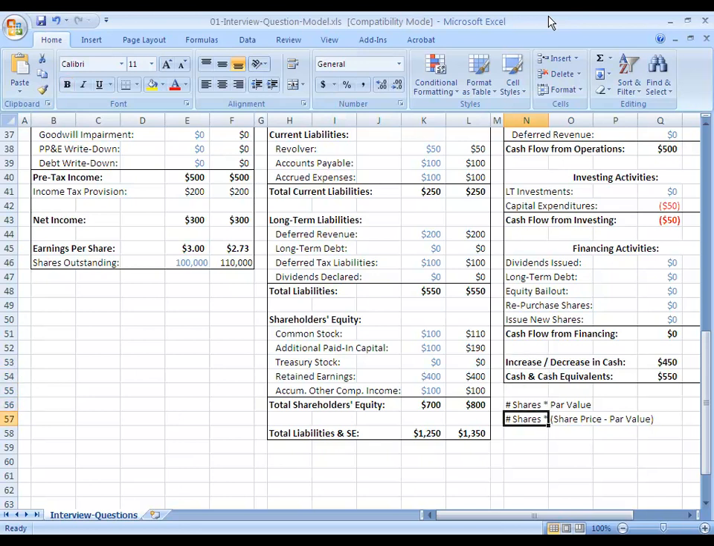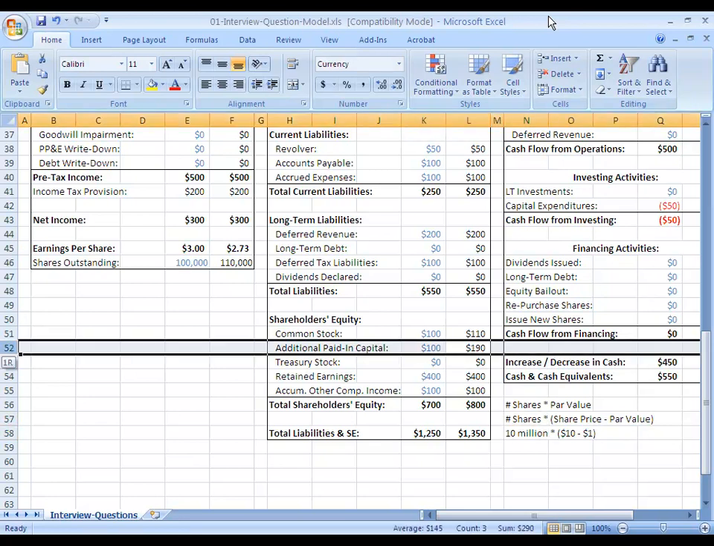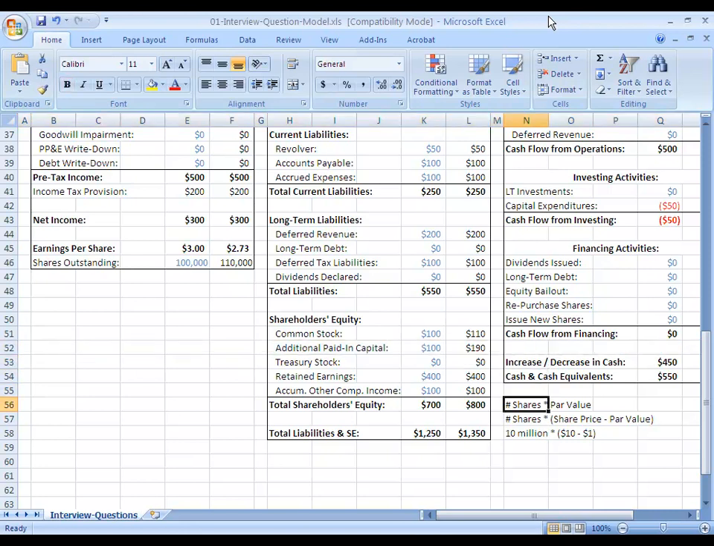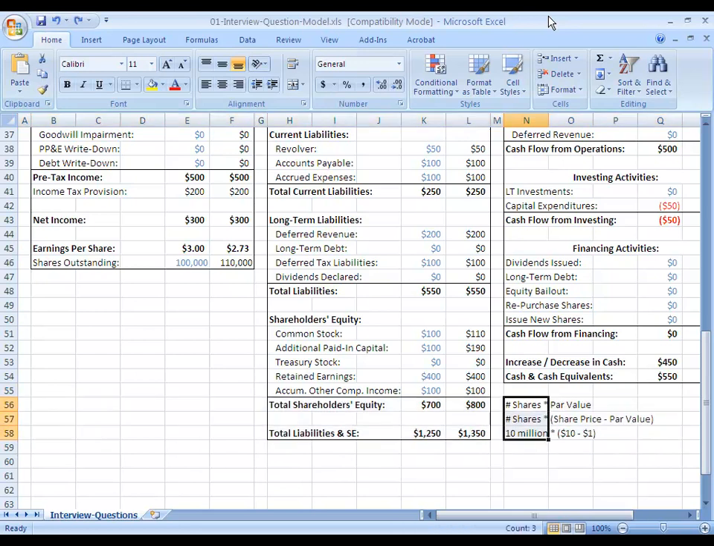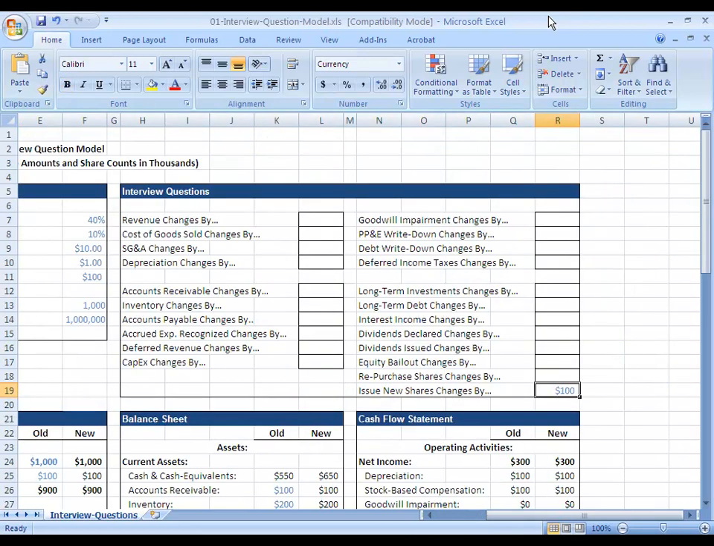So that's why we have 10 million new shares here. We have a share price of $10 and we have a par value of 1. So APIC here is going to go up by 10 million times 9, or 90 million, which is the number that you see right here. So that's a more technically precise treatment of new shares here. But again, in interviews most of the time you can just get away with saying that shareholders' equity goes up by 100. Now to look at the flip side scenario here, which is what happens when you repurchase shares.